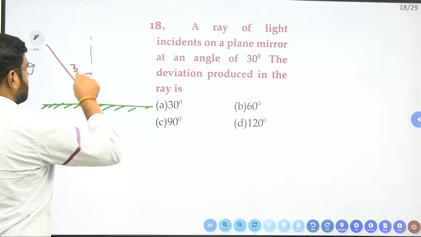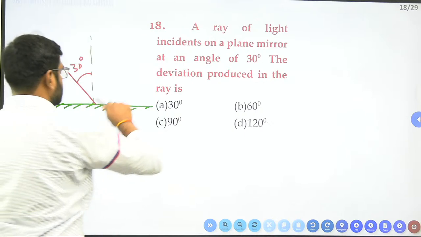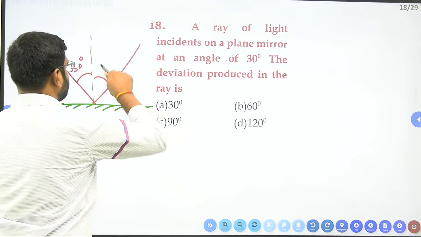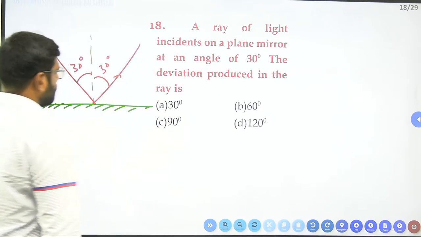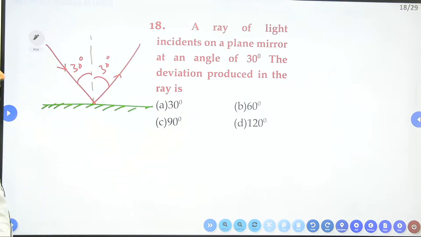The angle of incidence they have given is 30 degrees. Then, as we know, the angle of reflection will also be 30 degrees according to the law of reflection. This is a plane mirror. The angle of incidence is 30 degrees.